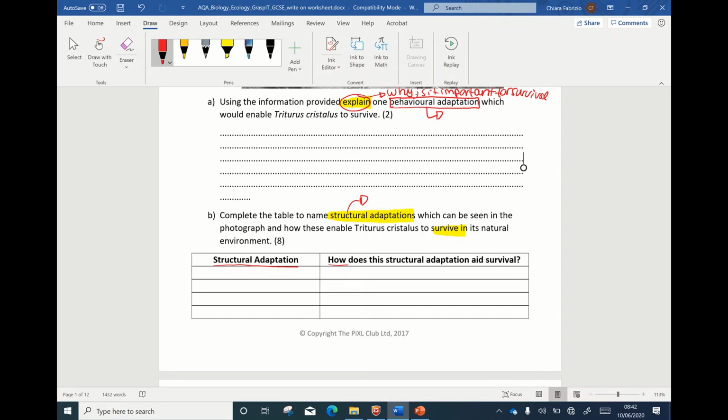So pause the video here and answer this question. And obviously it says complete the table, so you either print it or you just draw the table out in your book. Okay, so 8 minutes, pause the video.